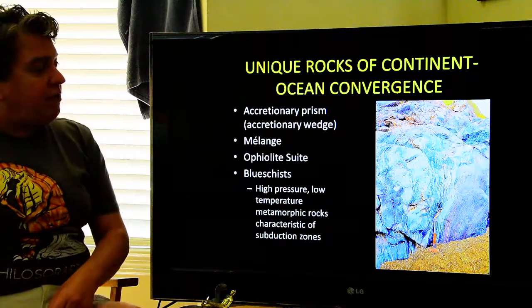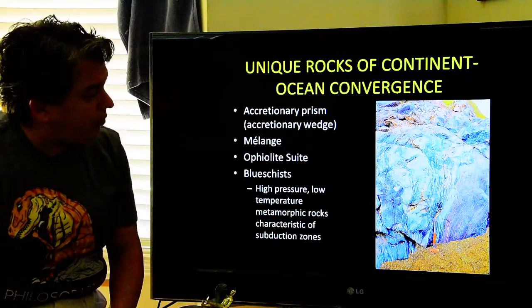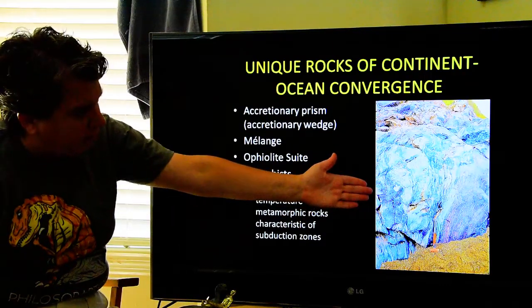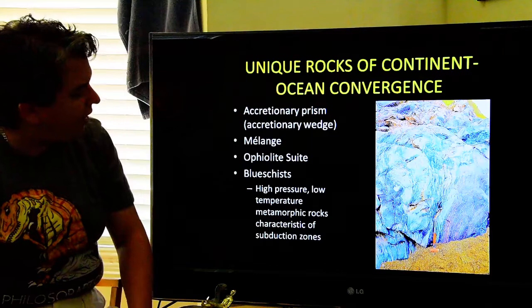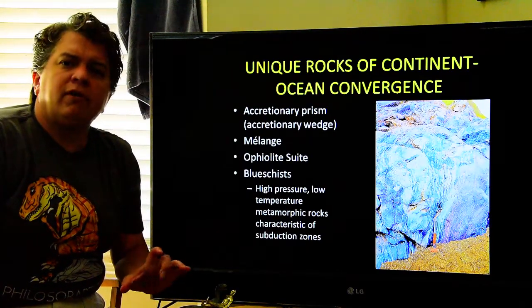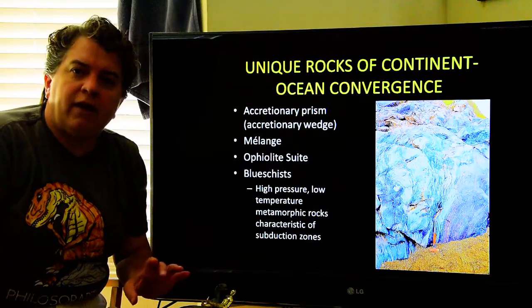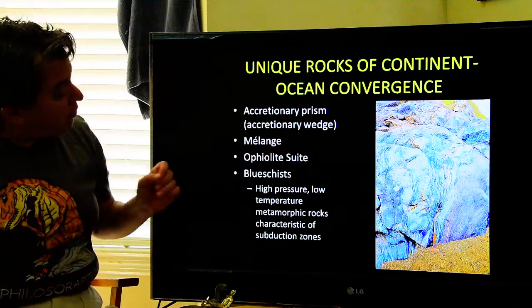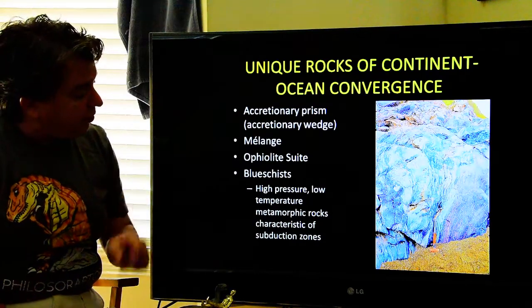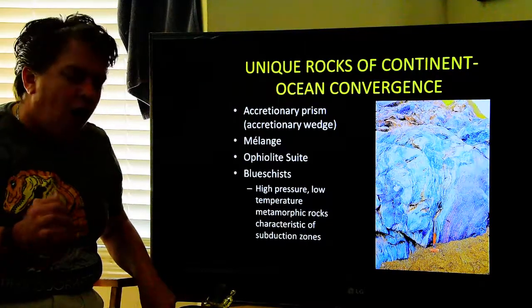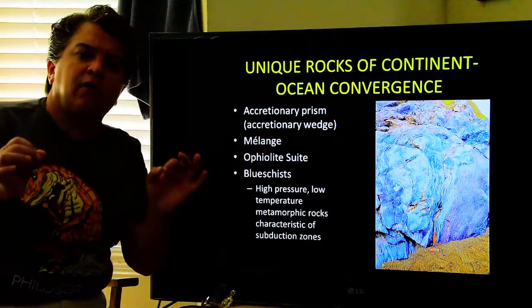You will also see a special type of rock called blueschists. I happen to love blueschists because they really are kind of a blue and purple color, and that's because they have a special mineral in them called glaucophane that's just a brilliant blue-purple. Blueschists are high-pressure, low-temperature metamorphic rocks, and these only form in subduction zones.